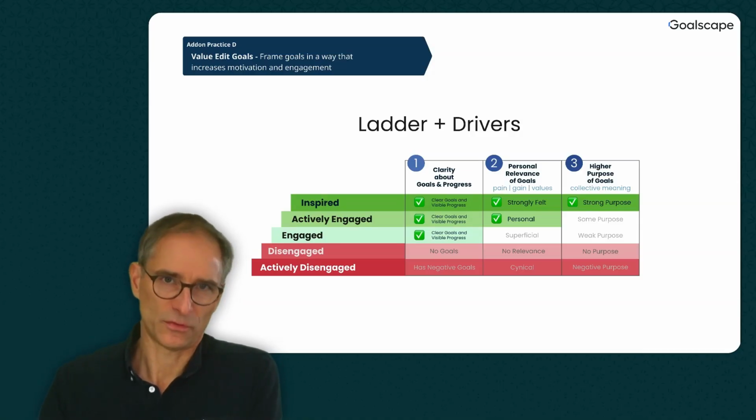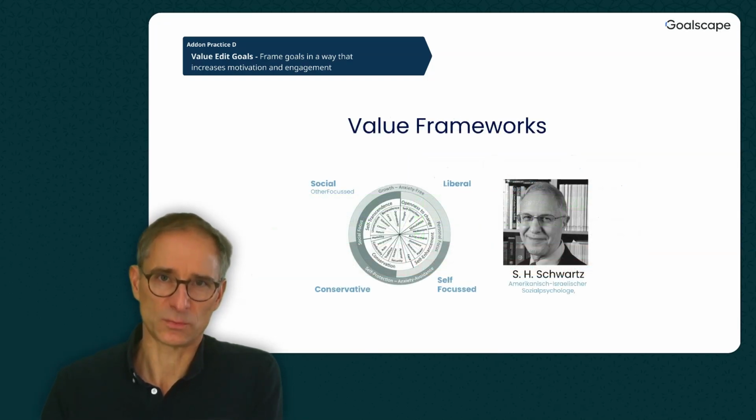Personal relevance comes first. This is where things often go wrong. People care about different things. Values differ, and that's normal. It's well researched, but we often ignore it in practice and assume that other people are motivated by what motivates us. Good goal management respects personal values and reframes goals accordingly.